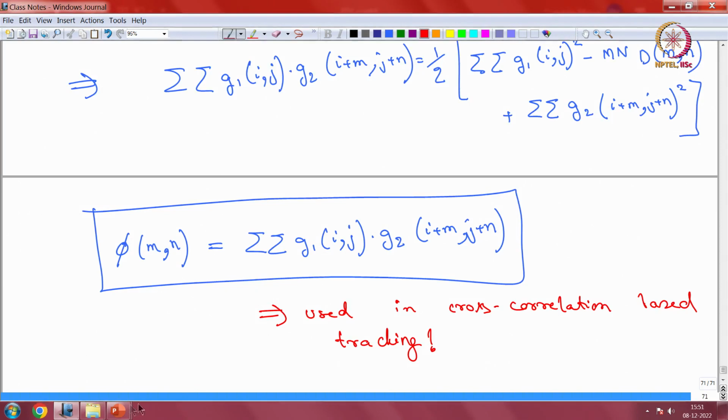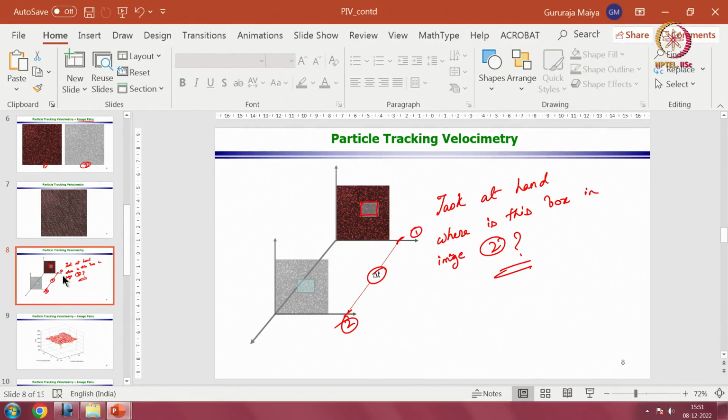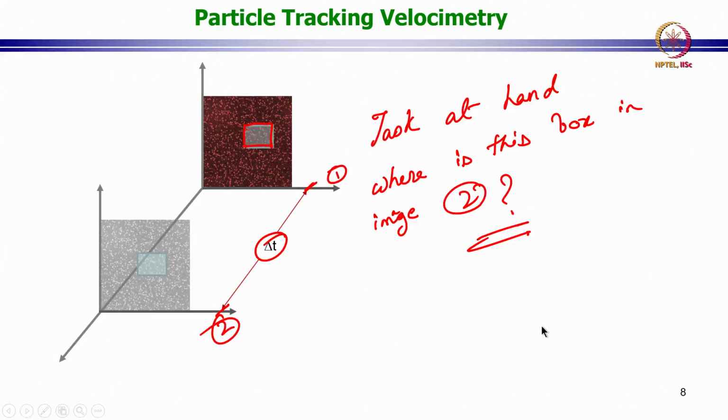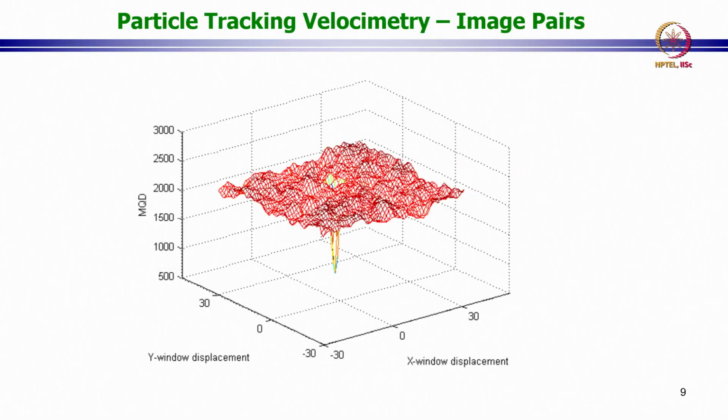Okay. So if I were to go back to this particular problem, what I have done now is I have taken this particular image, and then I took a box at the center location of I think about 64 by 64 pixels, and I searched for this box in a search radius of 30 pixels. And I calculated my d and this phi variable in both cases, and this is how the plot looks.